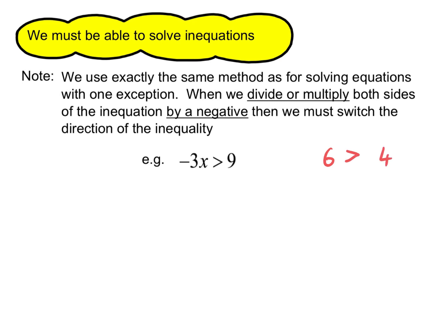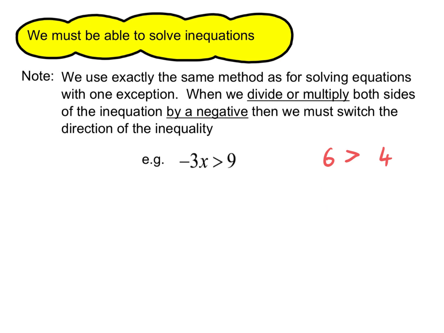Now, if I was to multiply or divide both sides here by a positive number, so let's say let's divide both sides by 2, which is a positive number, then we end up with 6 divided by 2 is 3, and 4 divided by 2 is 2, and the inequality stays the same. That's still true, because I'm dividing through by a positive number, I don't need to do anything with this.